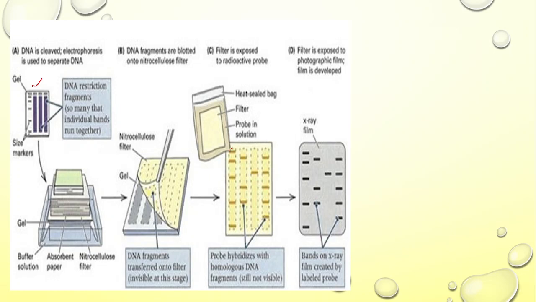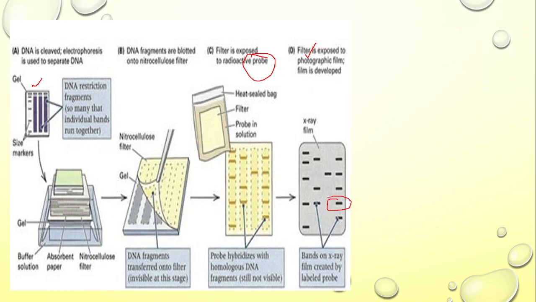You go for the next step, that is the addition of a radioactive probe. This radioactive probe can be DNA or RNA. Here you are adding a homologous DNA. Once you have added it, you allow the appropriate incubation time, and then you wash off the unbound DNA probes. Then this filter is exposed for autoradiography. You go for the autoradiography procedure, and now you have the darkened bands.